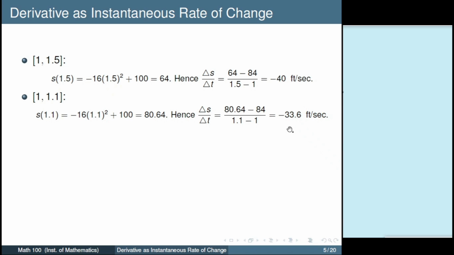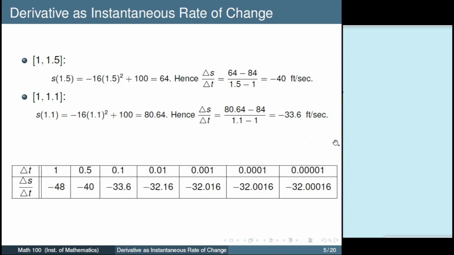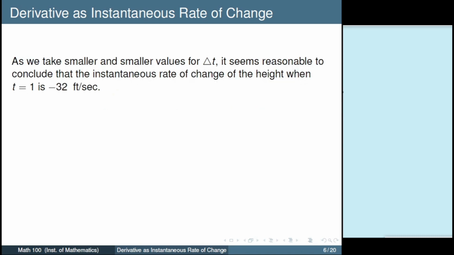Okay, so if we continue to make our interval smaller and smaller, we will get this information here. The first row will be the delta t's. As you can see, the delta t's are getting smaller and smaller, approaching 0. What can you observe with our average rate of change? As your delta t goes to 0, your average rate of change actually approaches negative 32. So it seems reasonable to conclude that the instantaneous rate of change of the height when t equals 1 is negative 32 feet per second.